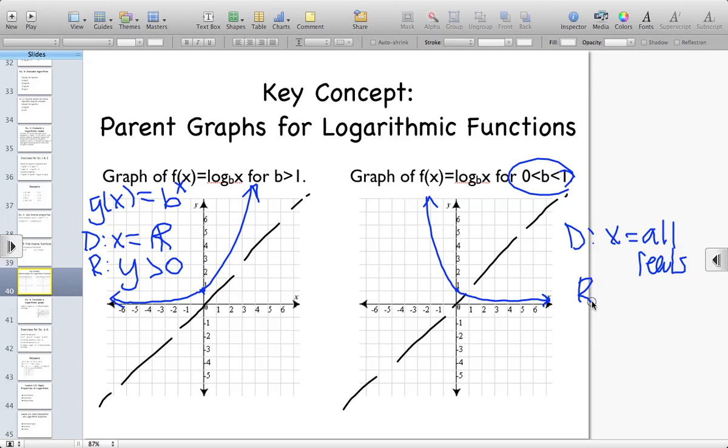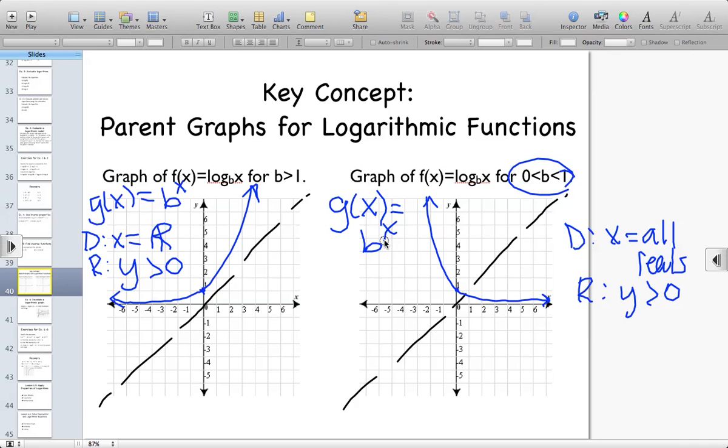And then y is still all the values that are greater than 0. Notice they're all above the x-axis, so all the y values are positive. That means greater than 0. It doesn't matter that it's a decay function. Decay function means it's approaching from the top, but all the y values are still greater than 0.